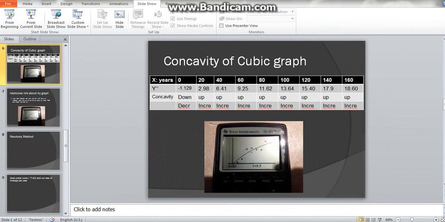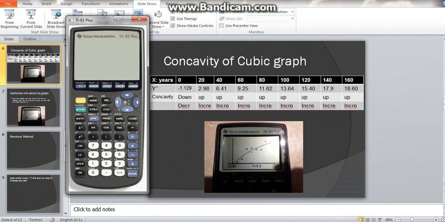And to prove this, I'm going to use my virtual TI-83. I'm going to turn it on. Then we're going to zoom out. And as you can see, it matches my data perfectly. The endpoint of my cubic graph is increasing infinitely, and the other endpoint of my cubic graph is decreasing infinitely.